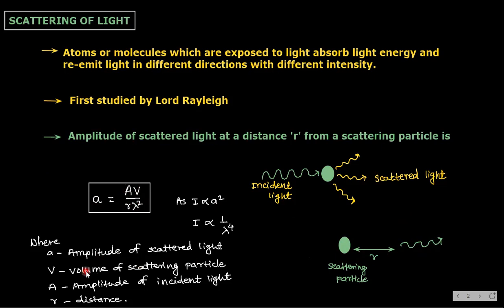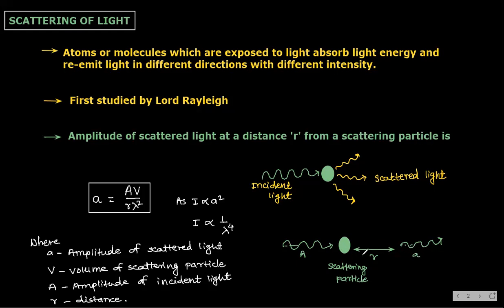Amplitude of scattered light. V is what? Volume of this scattering particle. Capital A is the amplitude of incident light, whatever the incident light is here. You can even draw again. This one is the incident light. Whatever the amplitude is there, that is capital A for this. Amplitude means, suppose this is a mean position, from here to the maximum peak distance. That is the amplitude. Here also same thing.